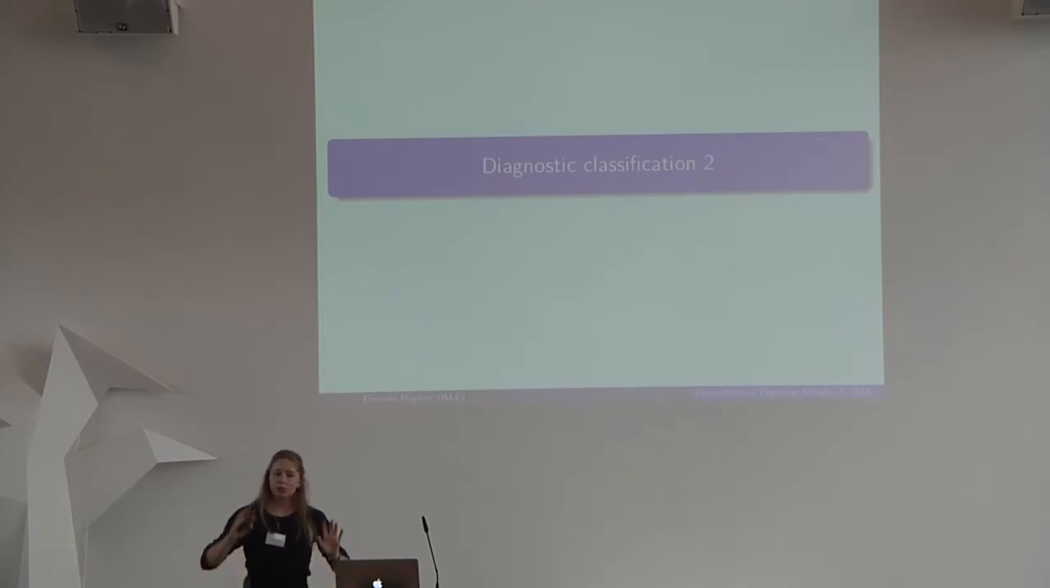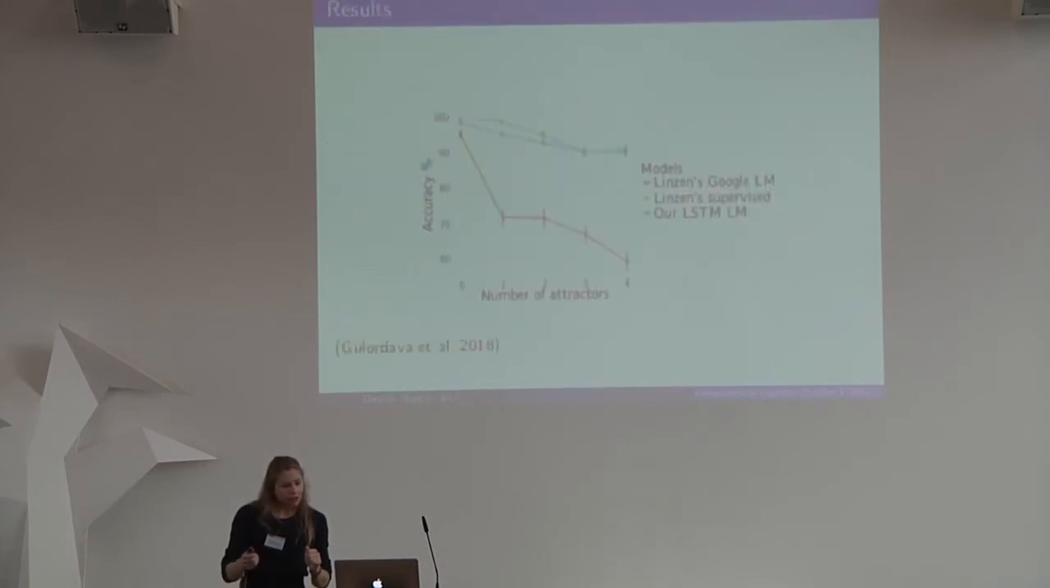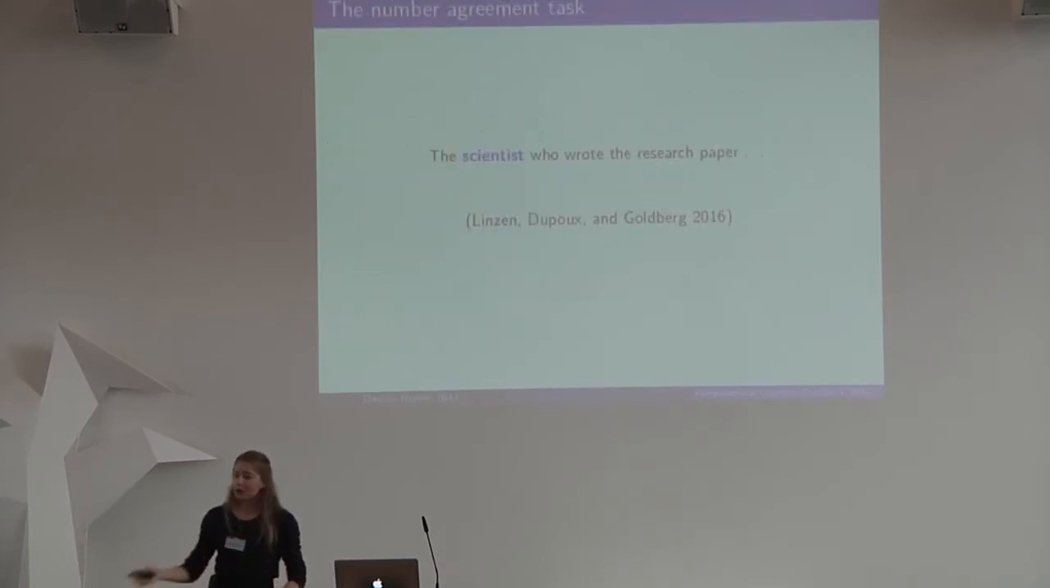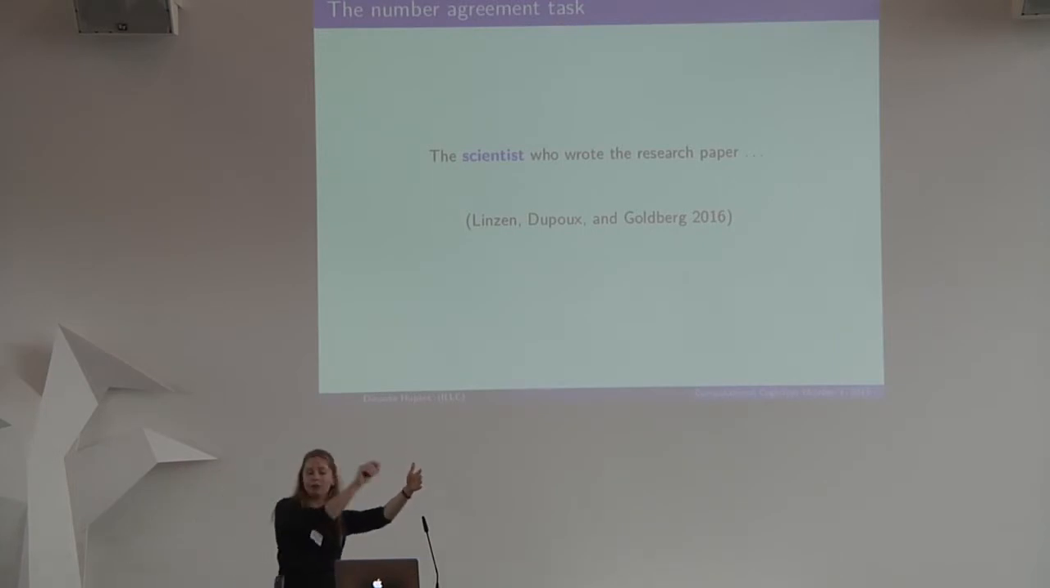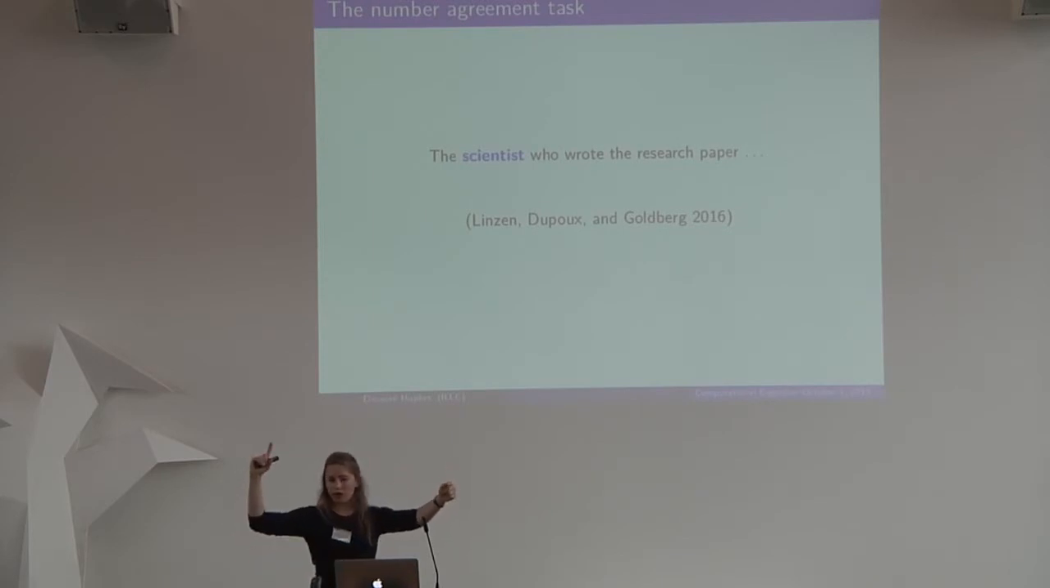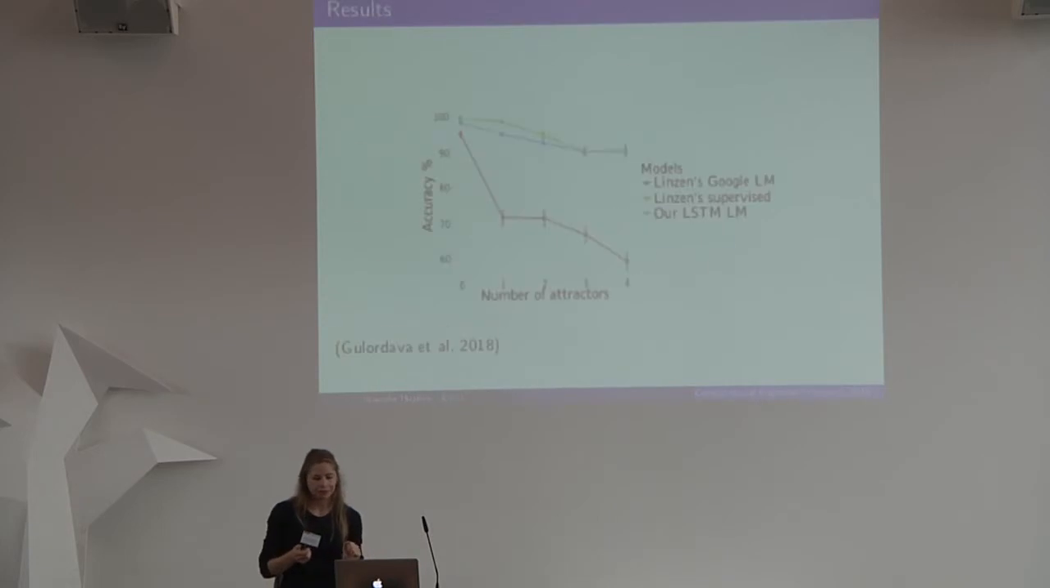So in this case, what we're going to do is we're going to use the diagnostic classifiers to predict the number of the subject, the grammatical subject, from all the hidden representations. So if we have a sentence like, the scientists who wrote the research paper, we're going to make the model process this sentence, and we're going to take all the hidden representations that it goes through while predicting the next words in this sentence, and we're going to train one diagnostic classifier to, from all these states, predict the number of the subject.